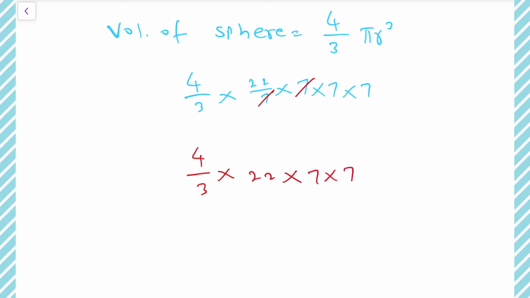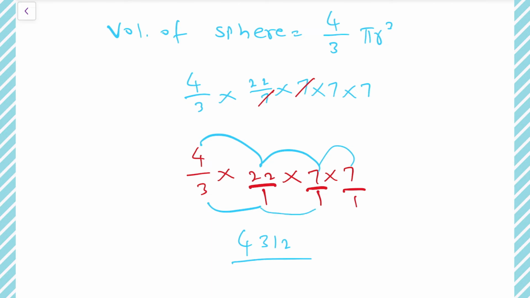So all the numerators we need to multiply, so as not to have any confusion. Just write this as 22 by 1, 7 by 1, 7 by 1. Now we need to multiply this 4 into 22, 88. 88 into 7, 616. 616 into 7, 4312. So 4312 by 3. We are finding volume, so the units will become centimeter cube.